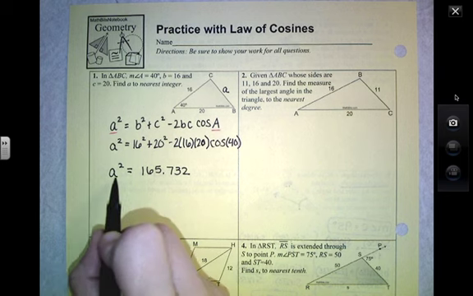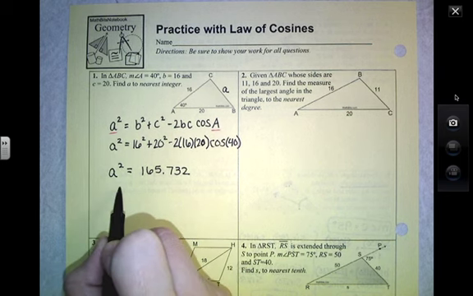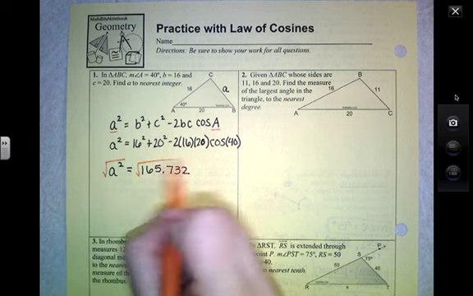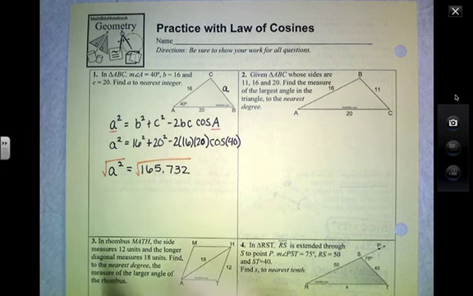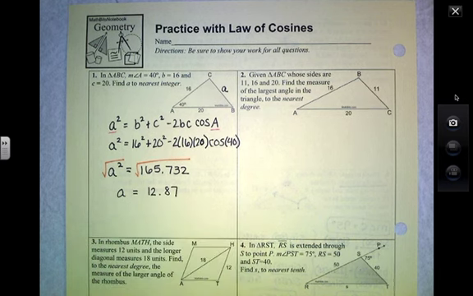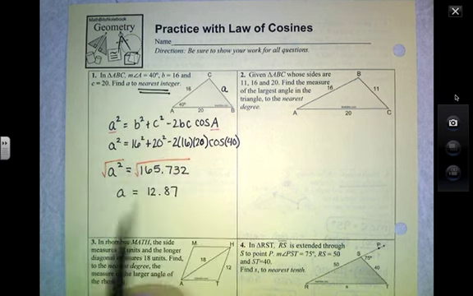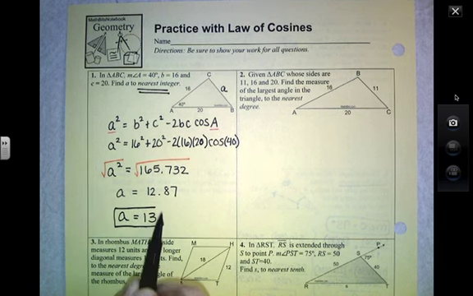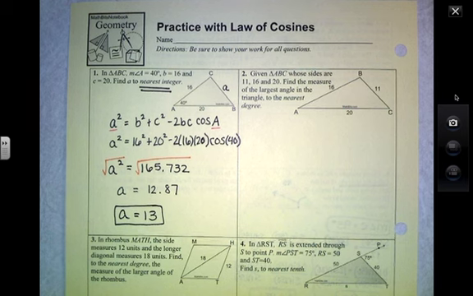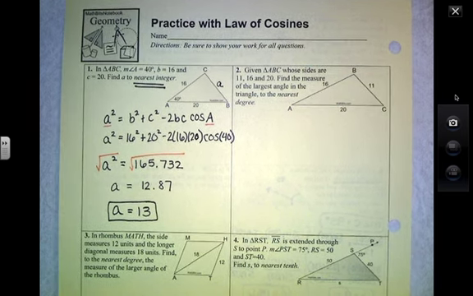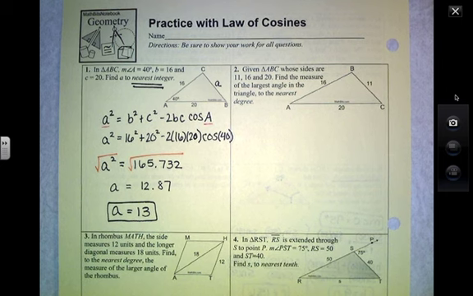And so now to get A, we're obviously going to take the square root on both sides, okay? So if I go ahead and square root both sides, I'm going to find out that A is equal to 12.87, and to the nearest integer, A is going to equal 13. Okay, so that's how you figure out a side. And the next thing we're going to do is figure out an angle. So let's look at number 2.